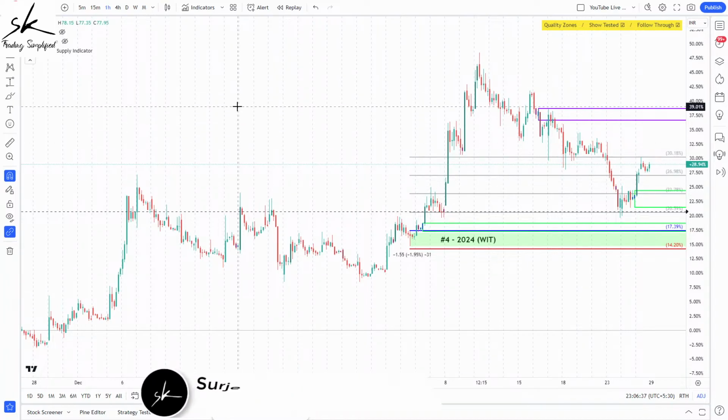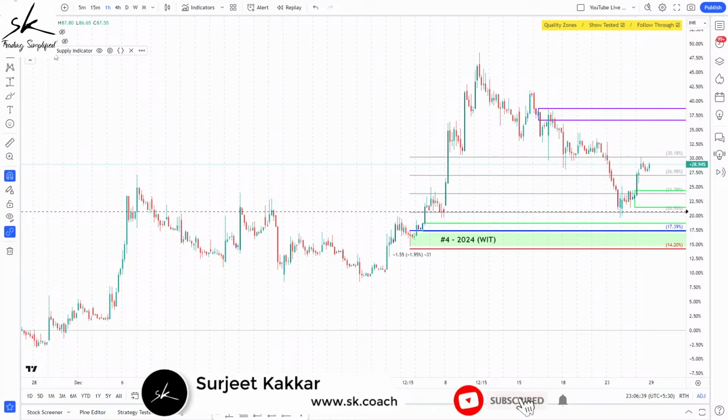Basically, which indicator do you use? I only use my demand and supply zone indicator. I don't use any other indicator. All right. So thank you for answering my queries. All right. You're most welcome.